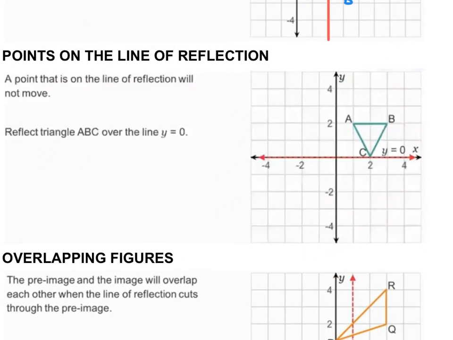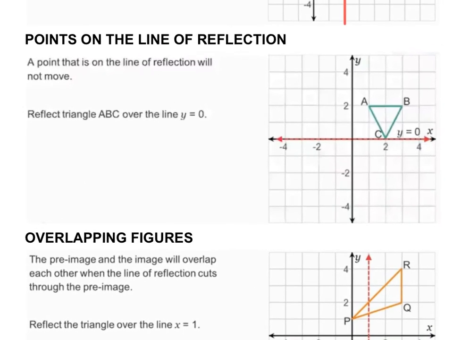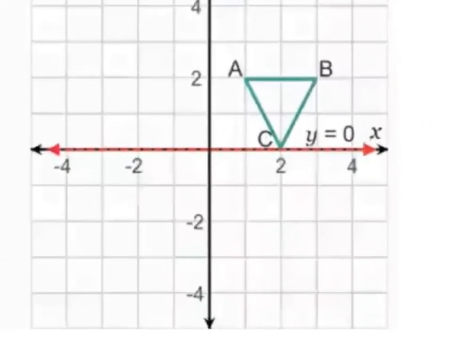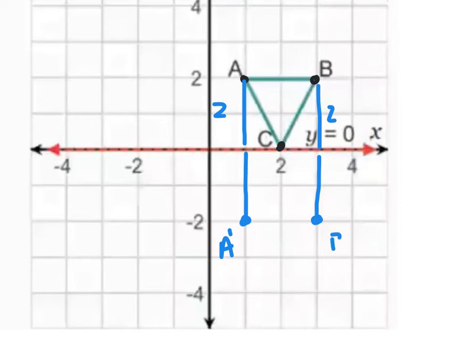Okay, what about points on the line of reflection? Okay, so a point on the line of reflection will not move. So in this case, let's reflect triangle ABC over the line y equals 0, which is the same thing as the x-axis. So from here, what I'd want to do is locate all my points on there and think about how far away are they from my line of reflection. So this is 2 units. And so for point A prime, I would move over 2 units and plot that point for A prime. B prime is 2 units away, and so I would do the same thing and plot that point over here, and this is B prime.